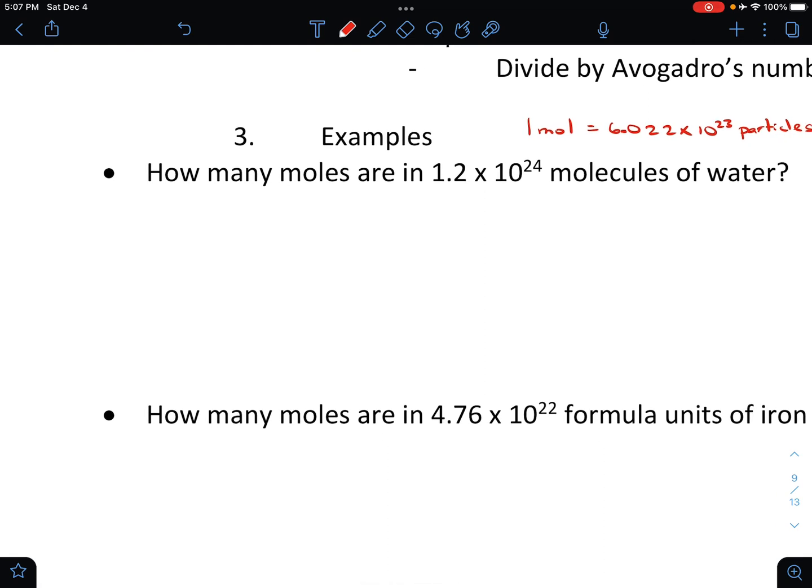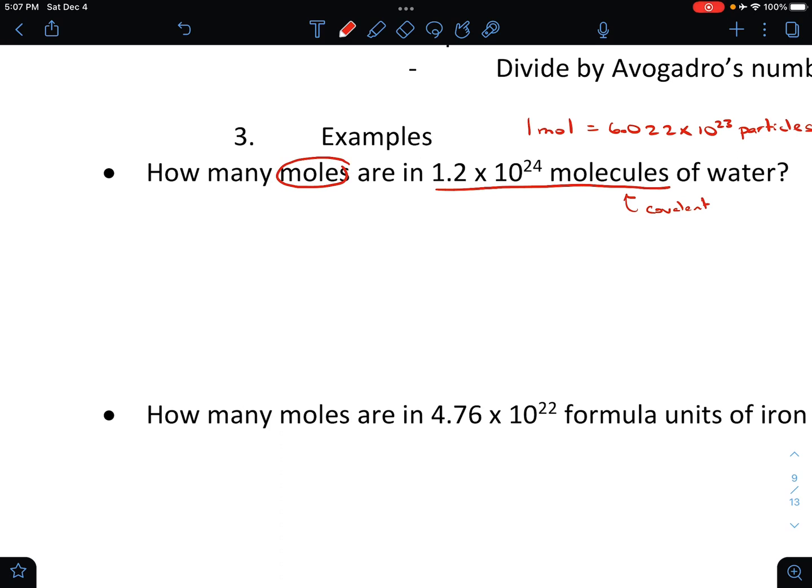In this first question, it says how many moles are in 1.2 times 10 to the 24th molecules. That word molecules tells us we have a covalent compound. So please note that. When we see molecules, we think covalent compound.